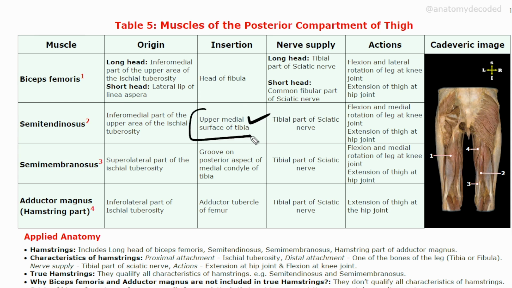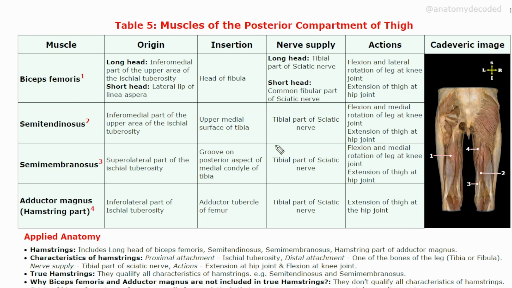Okay, along with two other muscles we have learnt in this region. One was gracilis and the other is sartorius. Okay, nerve supply is the tibial part of the sciatic nerve, and action is flexion and medial rotation of the leg at the knee joint, as well as extension of the thigh at the hip joint.